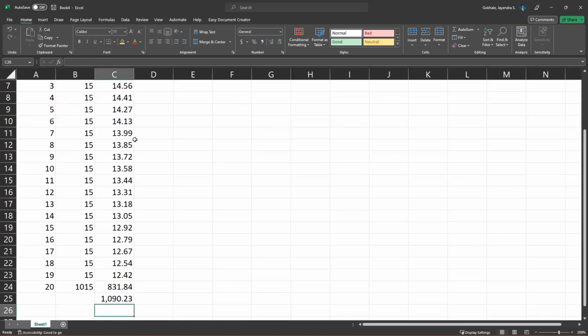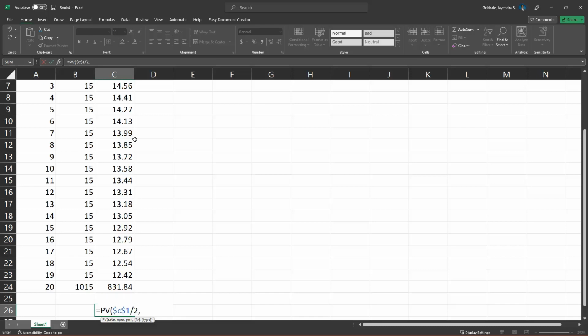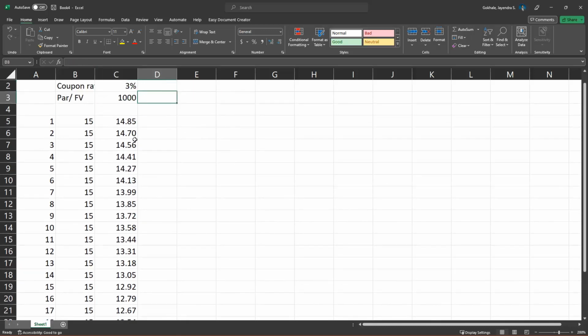The other way to find out the present value or the price is equals PV of rate, $C$1 divided by 2, number of periods 20 periods, comma, payment minus 15. Let's assume this time we are the borrower. The face value, the future value is minus 1000, and then the type is 0. 1090.23.